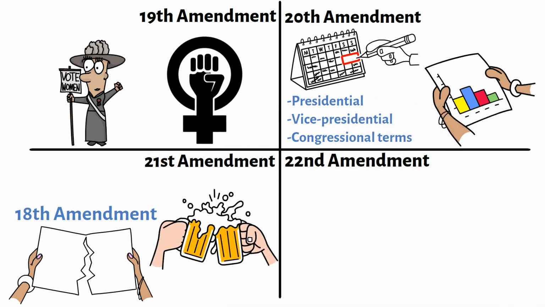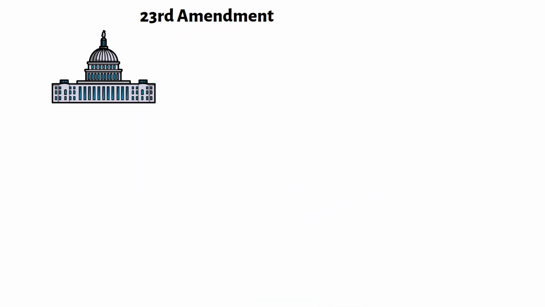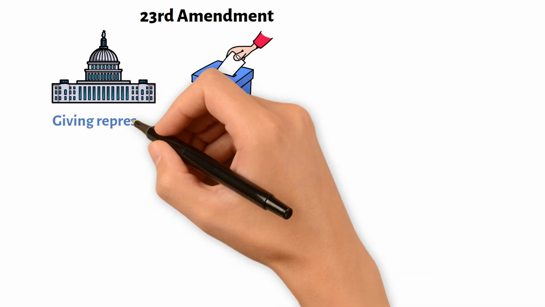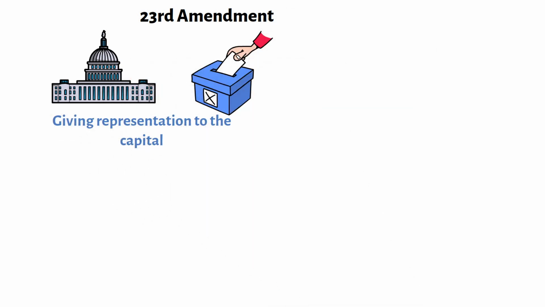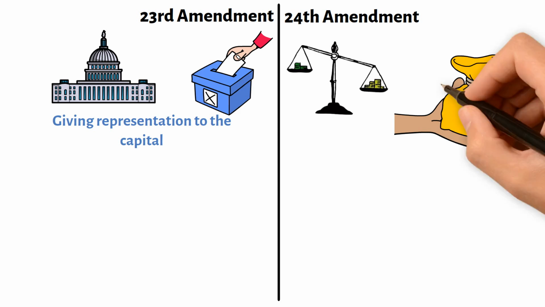22nd Amendment limits the president to 2 terms in office, inspired by Franklin D. Roosevelt's 4-term presidency. 23rd Amendment grants residents of Washington, D.C. the right to vote in presidential elections, giving representation to the Capitol. 24th Amendment abolishes poll taxes in federal elections, removing financial barriers to voting.